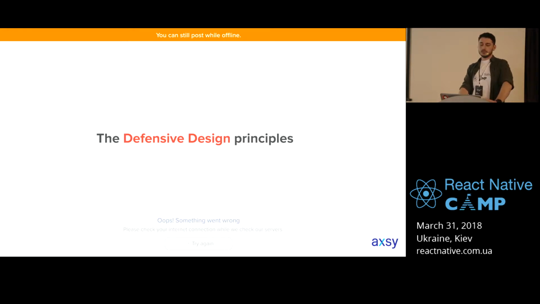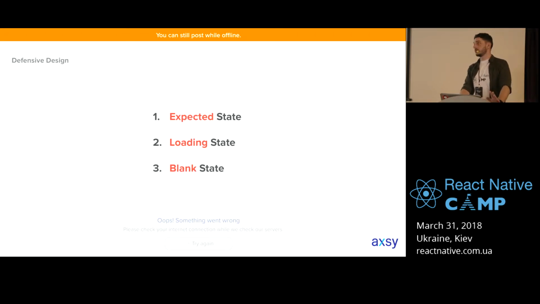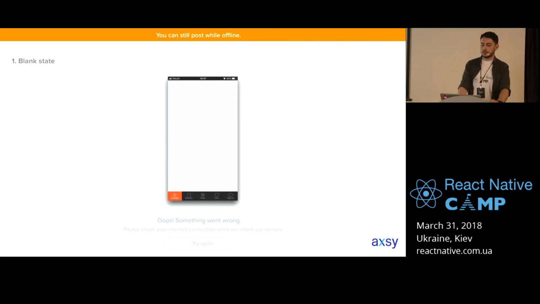When dealing with offline, when dealing with UI, there are defensive design principles. There are 3 of them. They're very simple. Each of your screens will have 3 states: an expected state, a loading state, and a blank state. As developers, we tend to start working on the expected state because we have UI, we want to get our application built quickly, and we want to get the results as fast as possible. But I don't like to do it, and I will suggest starting with a blank state.